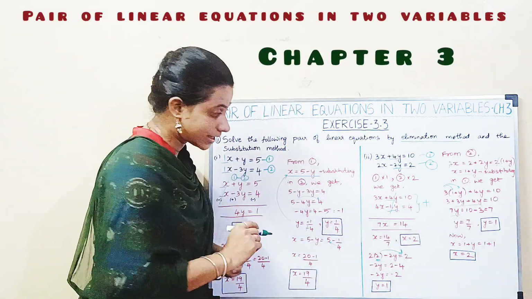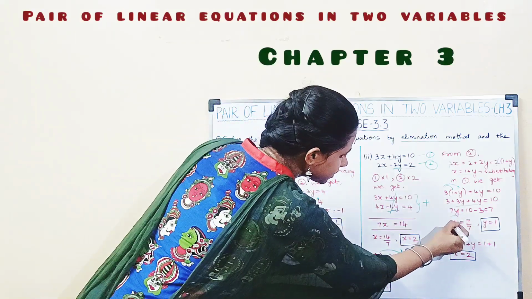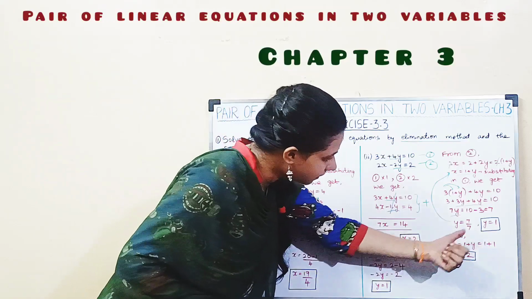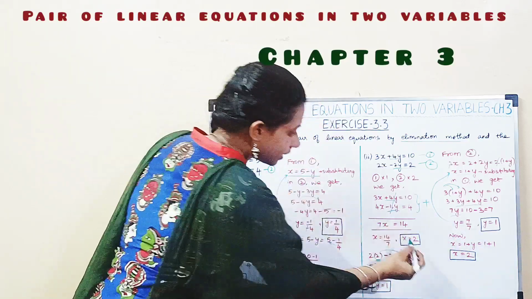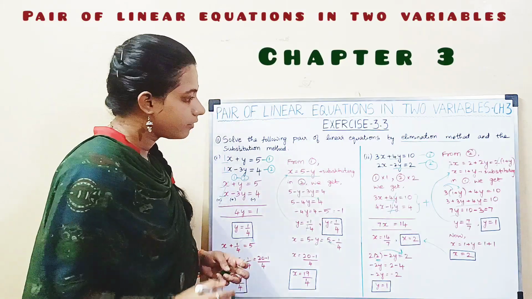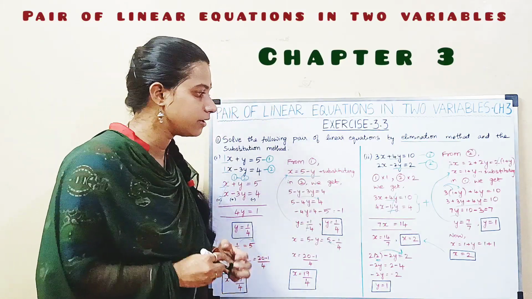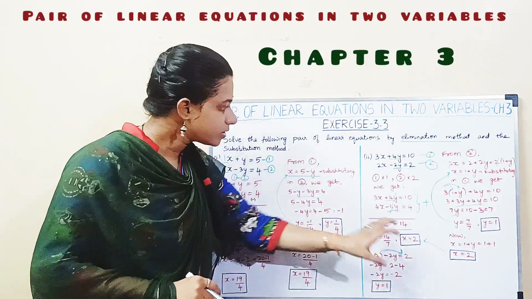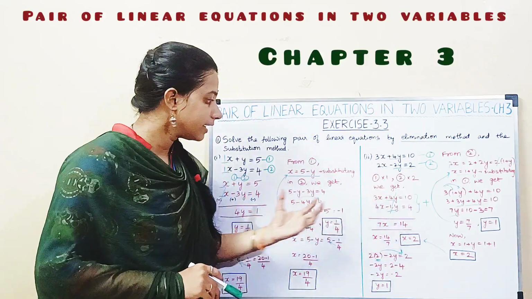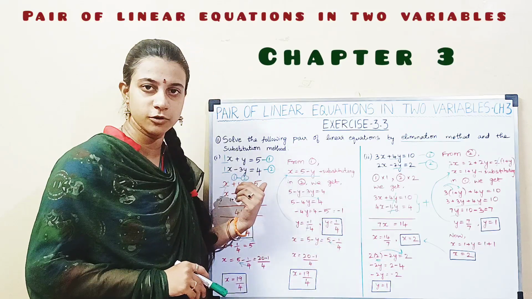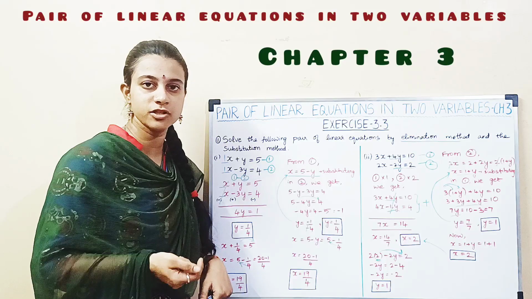Now to find the x value, we will put this value in x equal to 1 plus y. So x equal to 1 plus 1, and x equal to 2. That is what we obtained in the elimination method also. So here we have got the same solutions through the substitution method as through the elimination method. With this we are completing the second subdivision. In the same pattern we are going to solve two more subdivisions of this first question. Now let's proceed to the third subdivision.